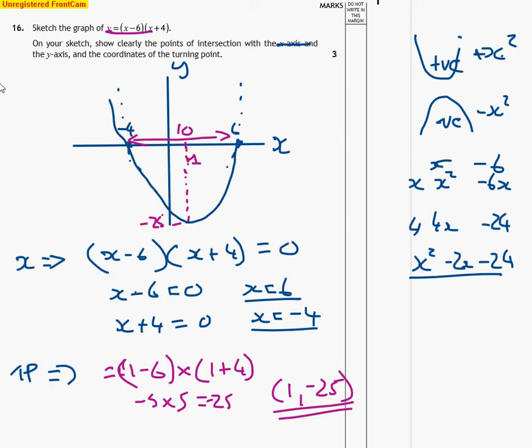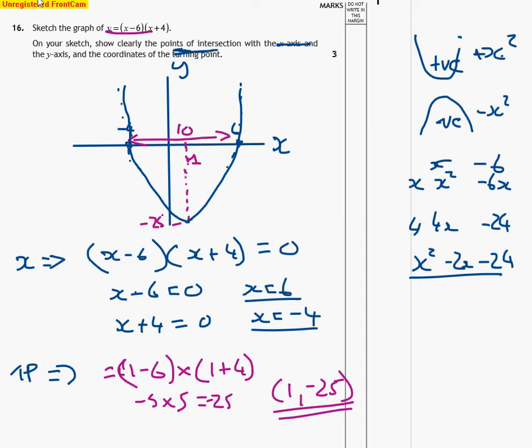It's not terrible. Well, it looks like rubbish now, but it was actually quite good. I'll just take off those last two little bits. They kind of ruined it, didn't they? Shaky hands. So yeah, that's our turning point, (1, -25), and we've got our two roots. So we've got the turning point, we've got the roots.